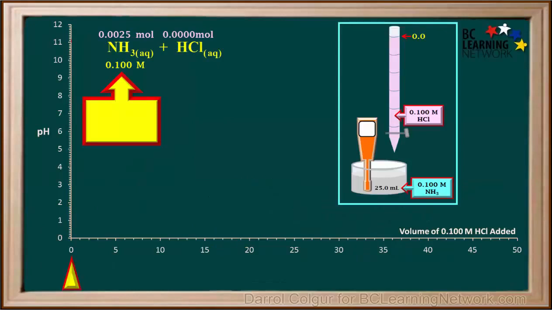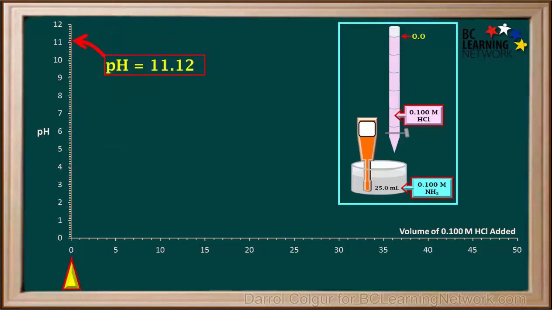We'll start with the 0.1 molar NH3 solution in the beaker. No HCl acid has been added yet. NH3 is a weak base, so the initial pH will be above 7. It can be determined that the pH of 0.1 molar NH3 is equal to 11.12. This is where the curve starts. As the first 3 milliliters of HCl is added, the pH goes down fairly quickly.